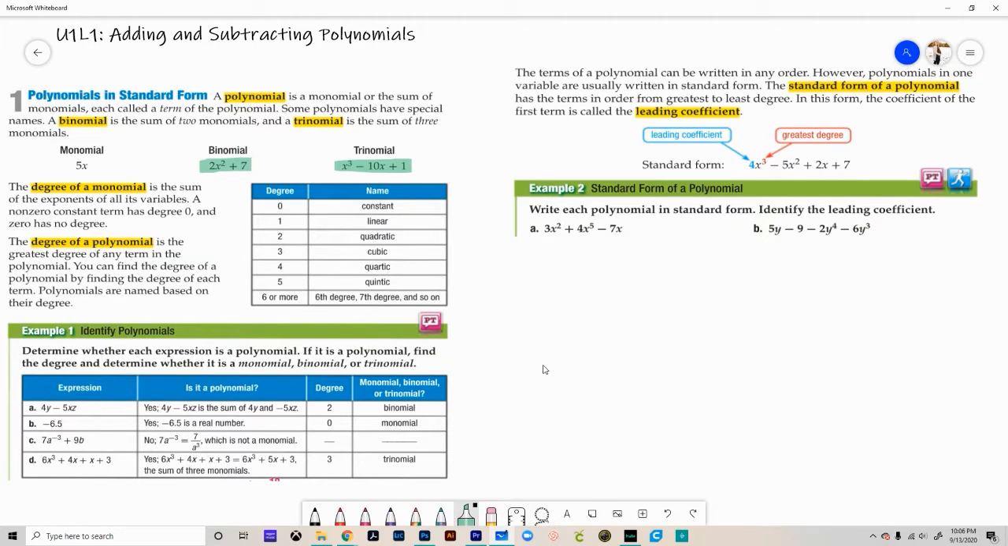The degree of a monomial is the sum of the exponents of all of its variables. When it has a degree of 0, it's considered a constant. 1 is linear, 2 is quadratic, the graph looks like this or like this, and that's what we're going to be focusing on for the next few weeks: quadratics, cubic, quartic, and so on. The degree of a polynomial is the greatest degree of any term in the polynomial. You can find the degree of a polynomial by finding the degree of each term.